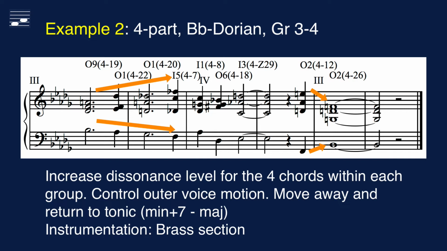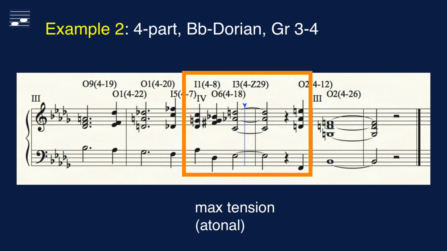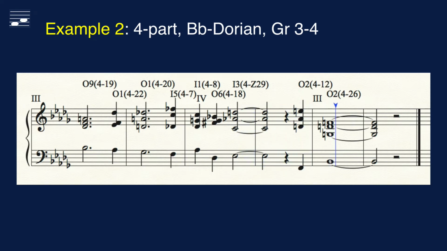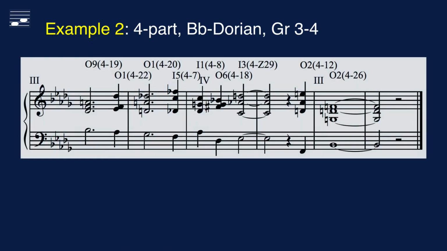Note the contrary motion. The overall impression is moving away from a tonal minor plus 7 chord, with increasing tension level over 8 chords, before suddenly returning to home bass in major. Determining the harmonic rhythm prepares this example for orchestration. Here, a setting for brass section with trumpets, horns, trombones and tuba and appropriate dynamics seems straightforward.